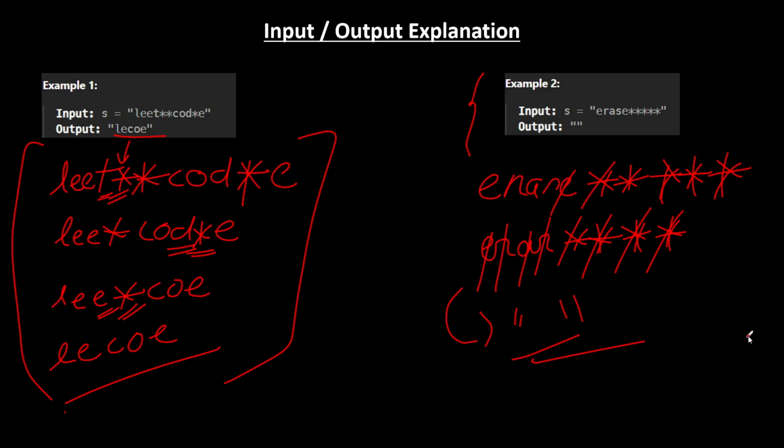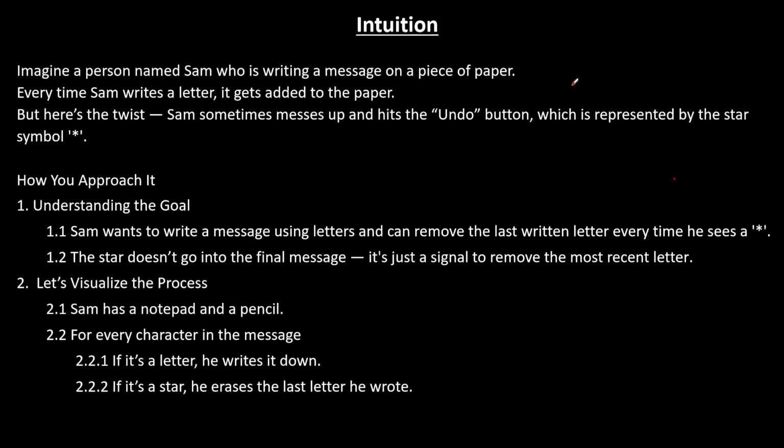Now let's move to the next slide. To understand what the problem is asking, we should build up an intuition for the problem. Let's do it by imagining a person whose name is Sam and who is writing a message on a piece of paper. Let this be a paper and let this be a message. Every time Sam writes a letter on a piece of paper, it gets added to the paper.